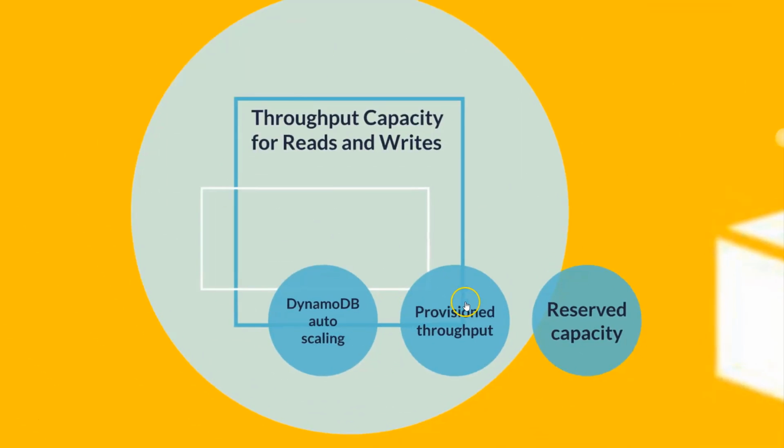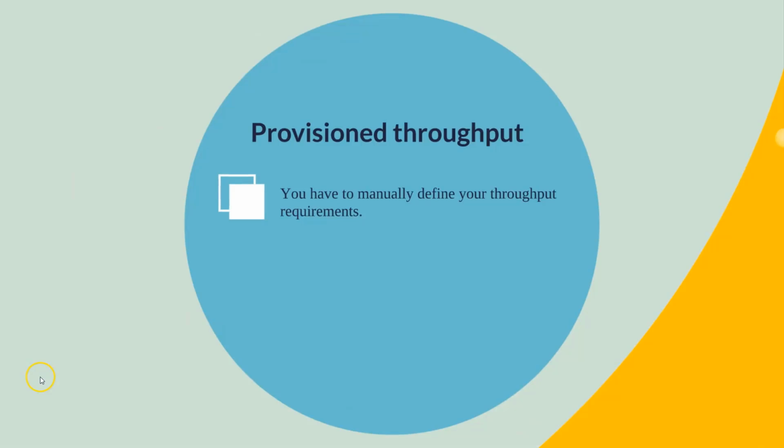Now we will see provisioned throughput. If you are not using DynamoDB autoscaling, you have to manually define your throughput requirements. So provisioned throughput is the maximum amount of capacity that an application can consume from a table or index. If your application exceeds your provisioned throughput settings, it is subject to request throttling.